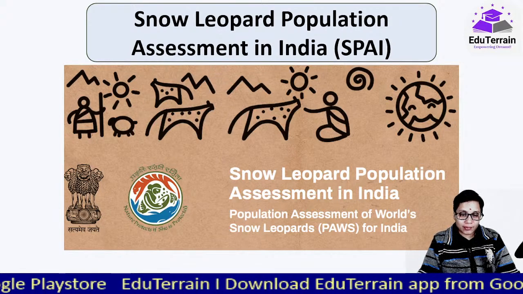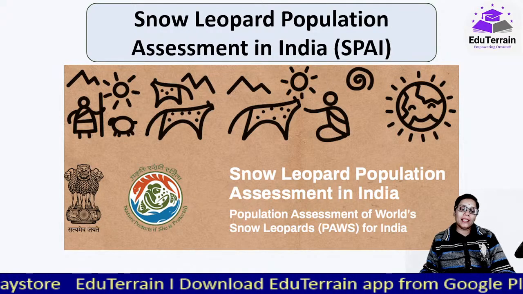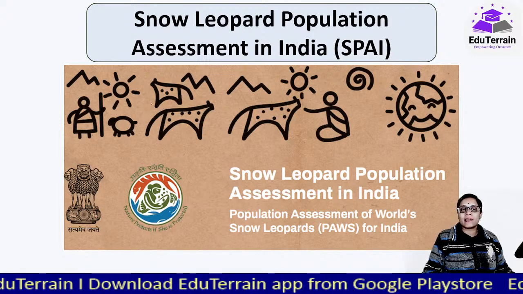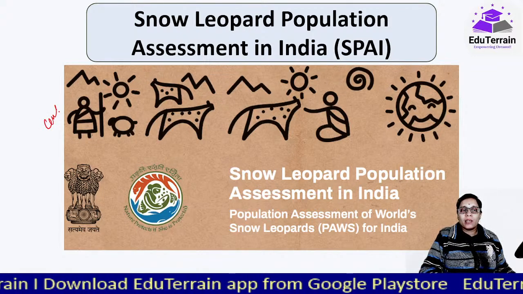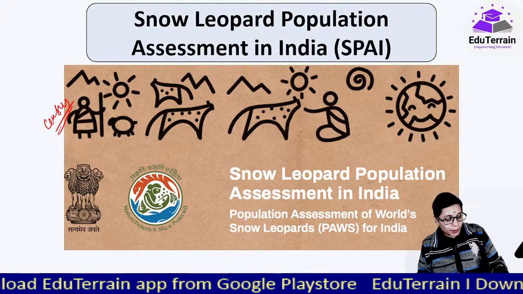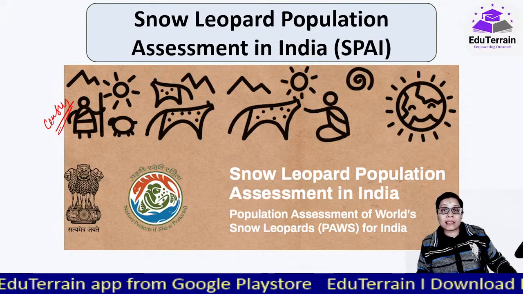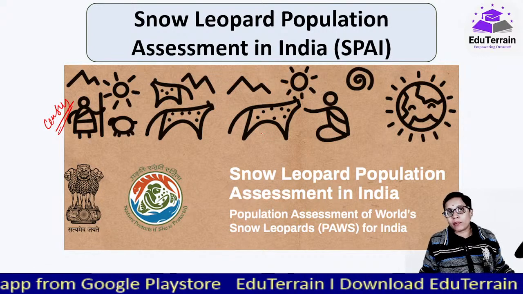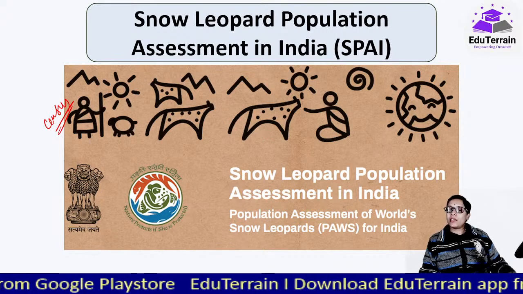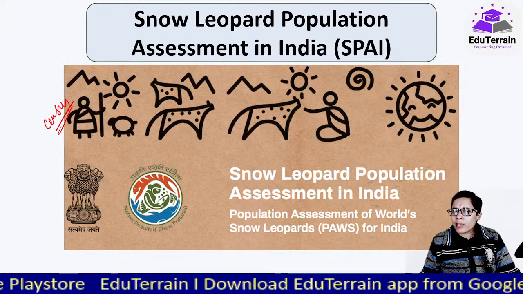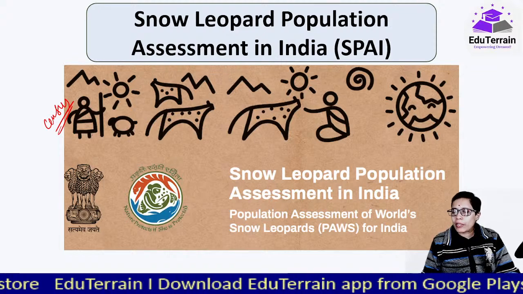And today we are going to see two reports. One is the census on the snow leopard population assessment in India, and the other is the Henley Passport Index for the year 2024, the latest one, released 3 days back. These two we are going to see as part of today's session. Both are very easy, and that's the reason I have taken these two parts here.